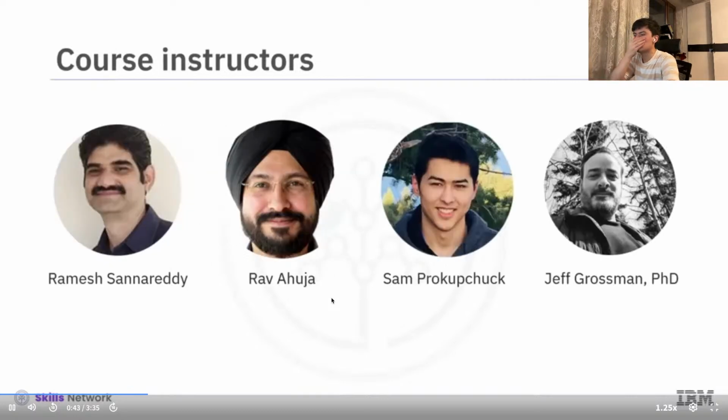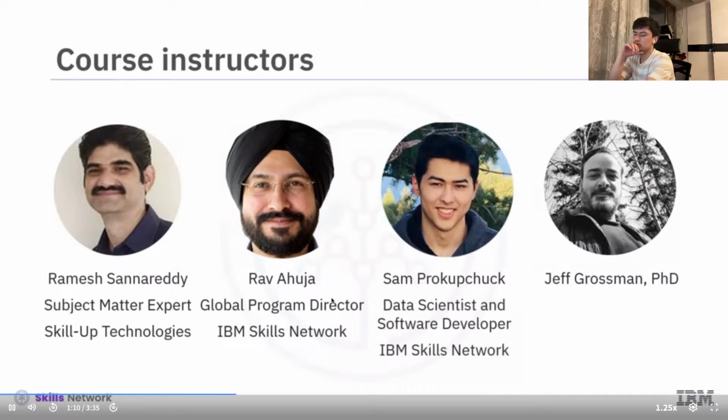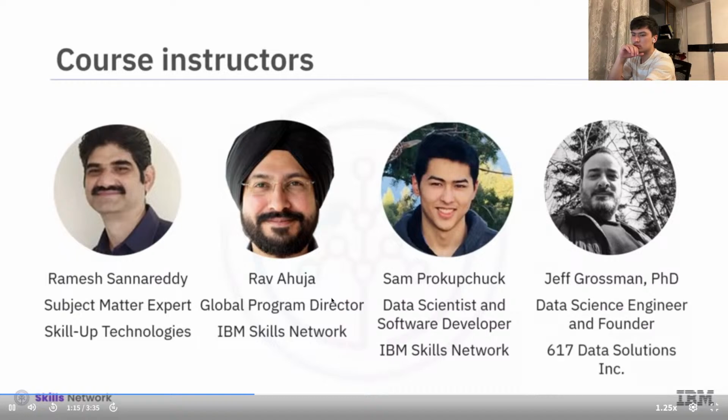This course has 4 instructors: Ramesh Sanareddy, Rav Ahuja, Sam Prokupchuk, and Jeff Grossman. Ramesh Sanareddy is a seasoned subject matter expert with SkillUp Technologies. Rav Ahuja is a global program director at IBM and the architect for several IBM professional certificates. Sam Prokupchuk is a data scientist and software developer at IBM. And Jeff Grossman is a data science engineer and founder of 617 Data Solutions.